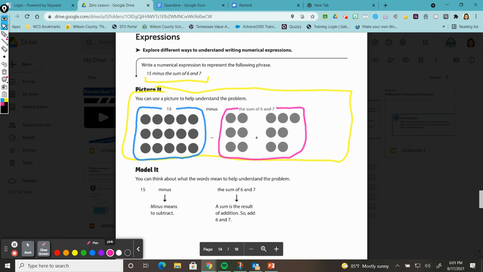In this section, what they're pointing out for you is they want all of us to see that minus means to subtract, and that we are subtracting the sum of 6 and 7. Also, that sum means we are adding. So we have 15 minus the sum. Hopefully we're seeing a connection here with the fact that the 6 and 7 are in that group of the sum.